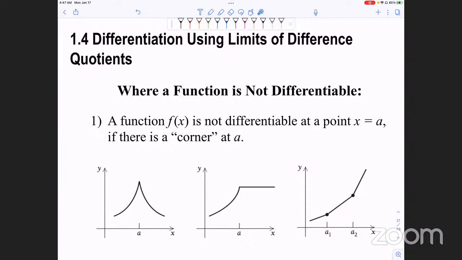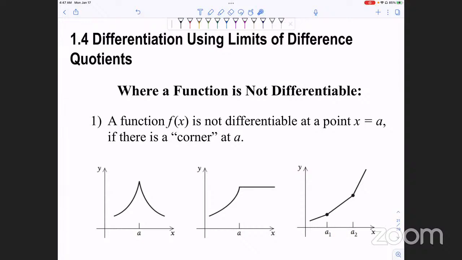Where a function is not differentiable: a function f of x is not differentiable at a point x equals a if there's a corner, right? If a function has a sharp edge or corner, then we can't differentiate because we can't find the slope of the tangent line. If we try to, there are too many tangent lines. That's a tangent line, that's a tangent line, that's a tangent line. There's an infinite number, right? So that's why we can't do it.